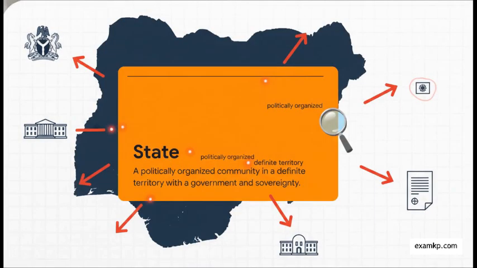Next up is the state. Now, look closely at the words used here. Politically organized, definite territory, and sovereignty. These aren't just random words. They're the official legal and political criteria. If something doesn't have all of these, well, it's just not a state. It's as simple as that.